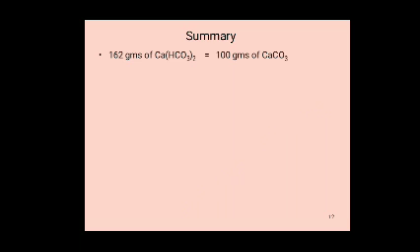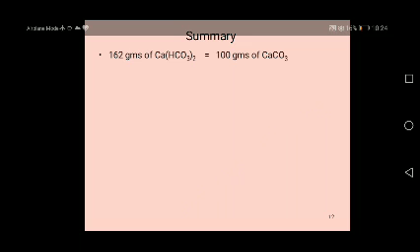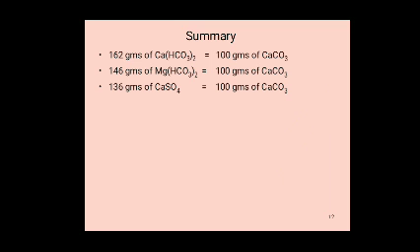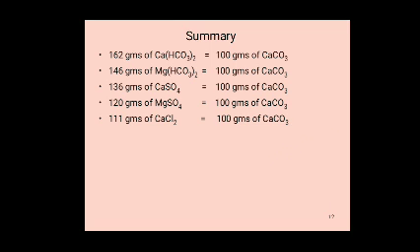162 grams of calcium bicarbonate is equal to 100 grams of CaCO3. 146 grams of magnesium bicarbonate is equal to 100 grams of calcium carbonate. 136 grams of calcium sulfate is equal to 100 grams of calcium carbonate. 120 grams of magnesium sulfate is equal to 100 grams of calcium carbonate.